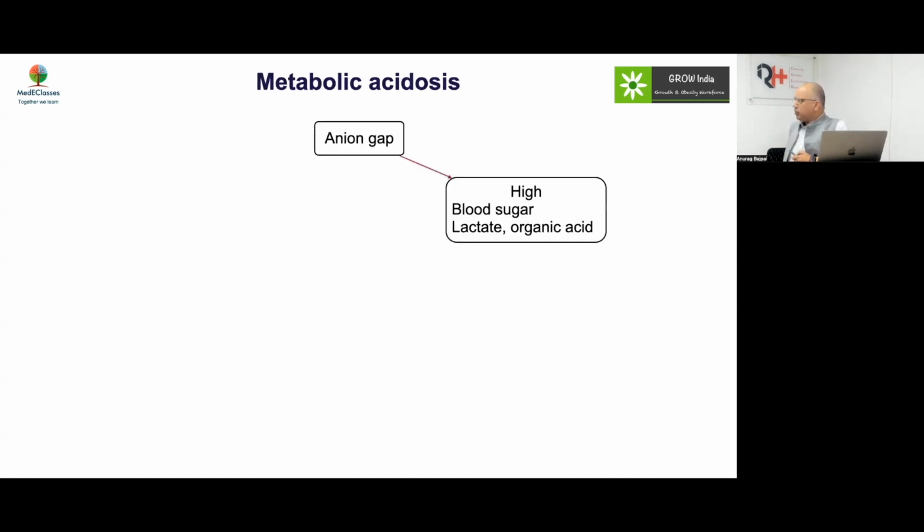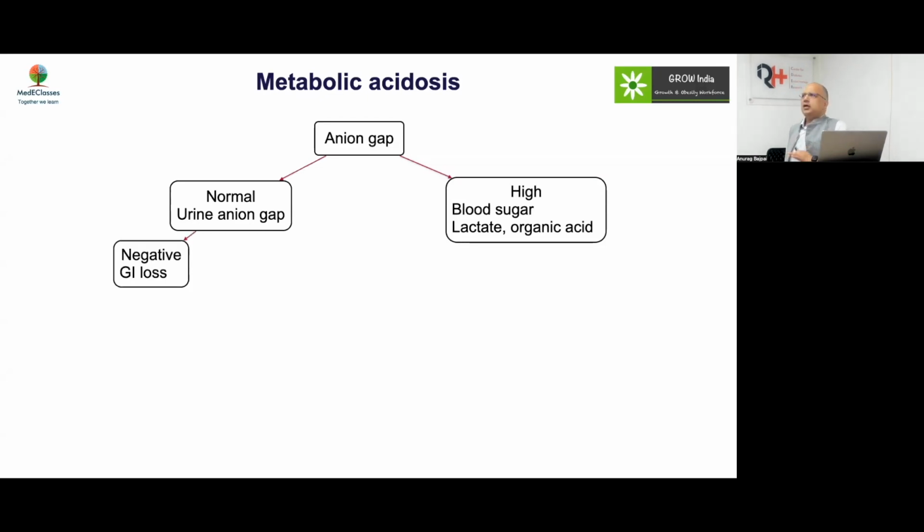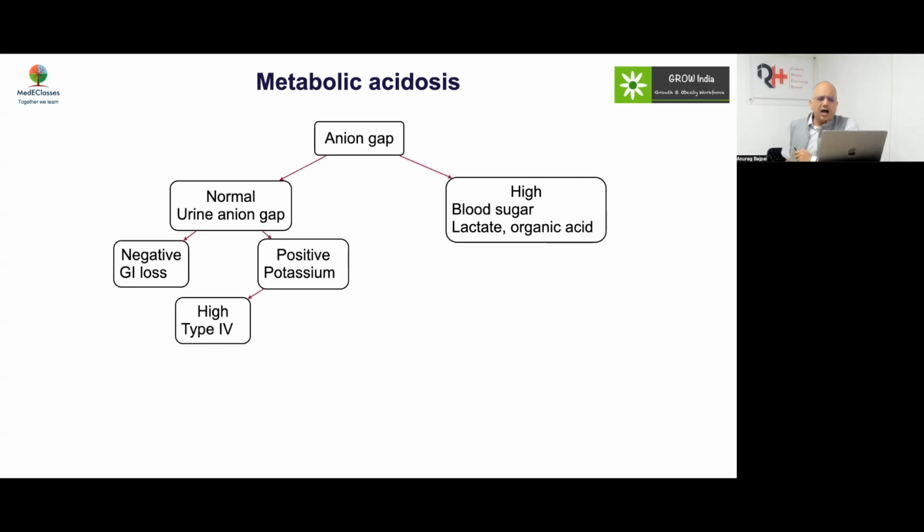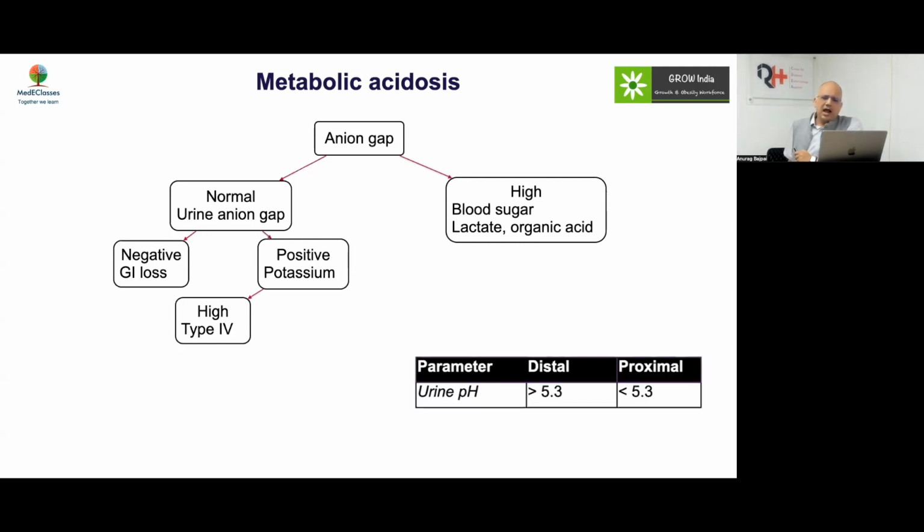So metabolic acidosis, look at anion gap. If it's high, think of diabetic ketoacidosis, organic acidemia, lactic acidosis. If it's normal, look at urinary anion gap. If urinary anion gap is negative, which means that ammonium production is normal, this is GI loss. If urinary anion gap is positive, which means it's a renal tubular problem, it is RTA. Look at potassium. High potassium means type 4 RTA. And then to distinguish between proximal and distal, urine pH is a good measure to look at, and FE bicarb also can be assessed. Now, when you're measuring urine pH, what precaution will you take in taking that urinary sample?